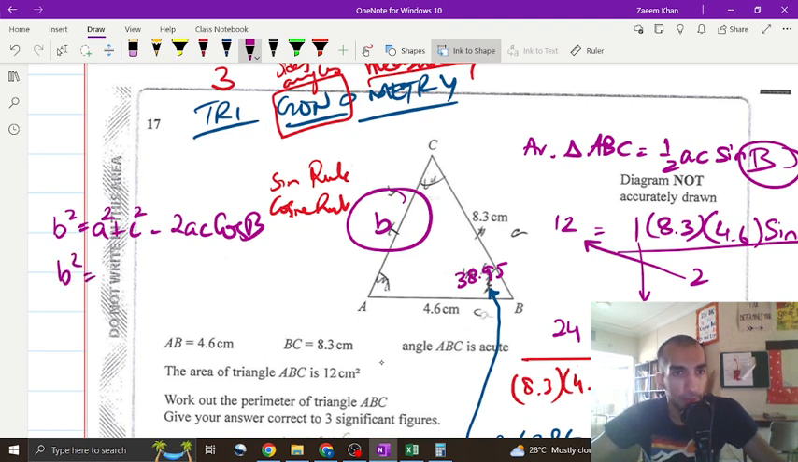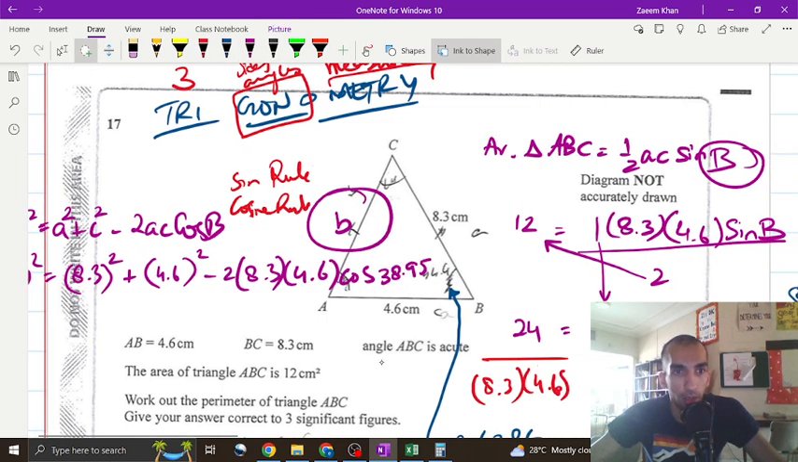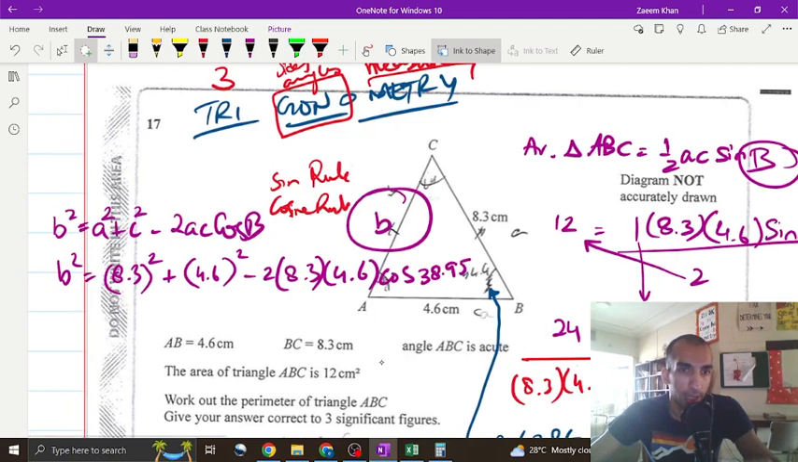What's the length of A? 8.3 squared. What's the length of C? 4.6. Yep, you're doing an awesome job. Perfect. And then cos of 38.95, the same number that we just calculated. All you need to do is plug that into the calculator as it is.